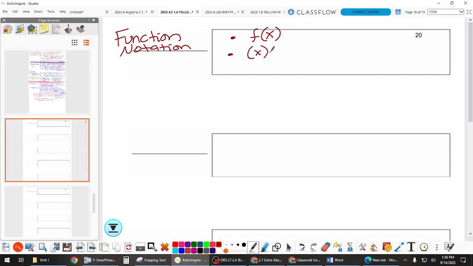So we're going to use f of x, where f is the name. We can use other letters too, like we will use G, we'll use H, etc. But it's the name of the function. This part represents the domain, the input values, and domain.